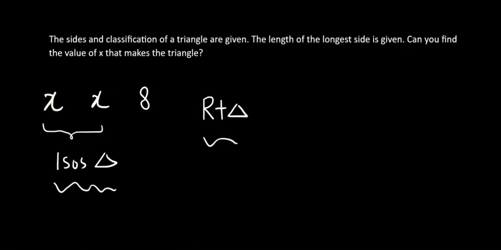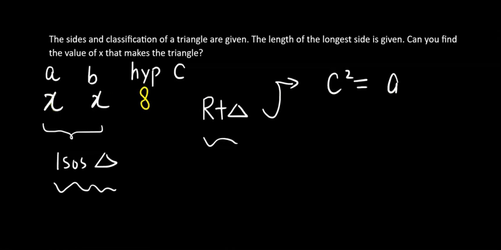Continue. It says the length of the longest side is given. So the longest side is given, and since it's a right triangle, this is the hypotenuse. Then we can assign this as a, this as b, and the hypotenuse is denoted as c. Can we find the value of x that makes the triangle? Sure. Let's do this. We know if it's a right triangle, we're going to have c squared is a squared plus b squared. The longest side squared is the sum of the squares of the two other sides, the two other legs.